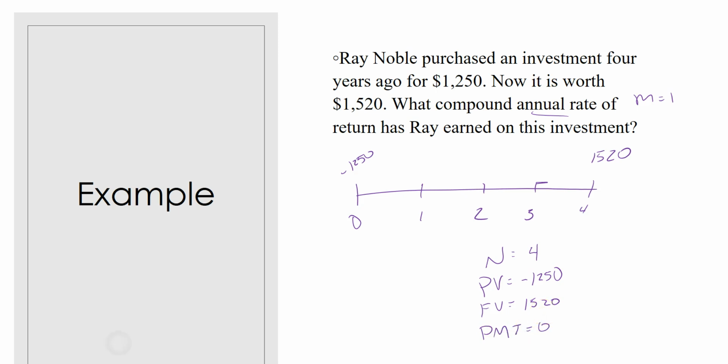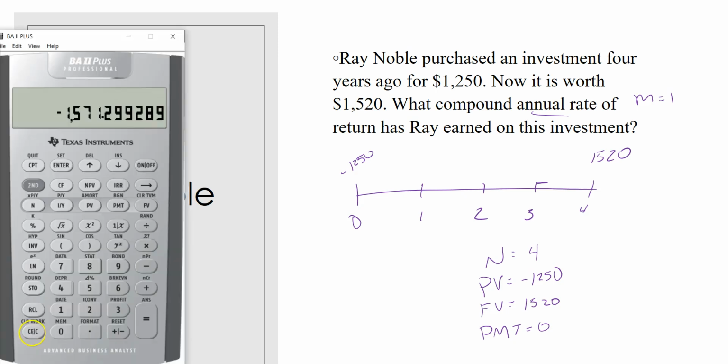So let's calculate our growth. So I'm going to clear my time value of money. We have 4 years. We made a $1,250 investment that's now worth $1,520. And we've made no other contributions. So let's compute our interest rate. We have earned a 5.01% compound annual rate of return.